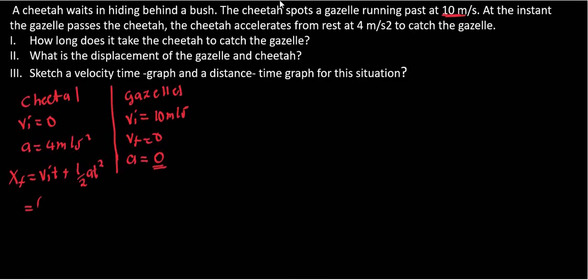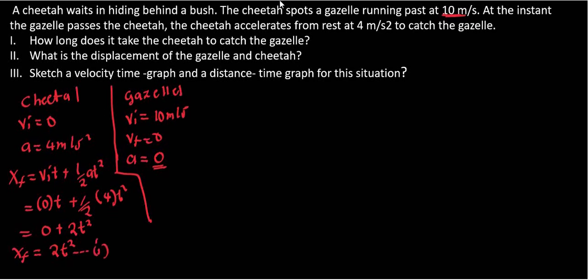What is the initial velocity? It's 0 times time plus 1 over 2. Acceleration is 4. So you have 0 here plus, when you divide there, it will be 2t squared. So the displacement of the cheetah is equal to 2t to the power 2. So that is your first equation.